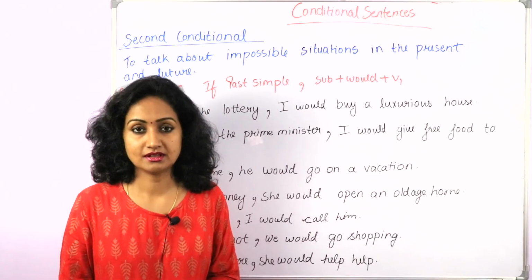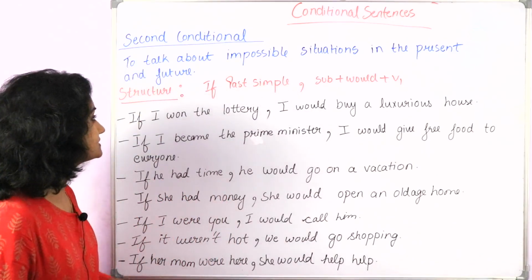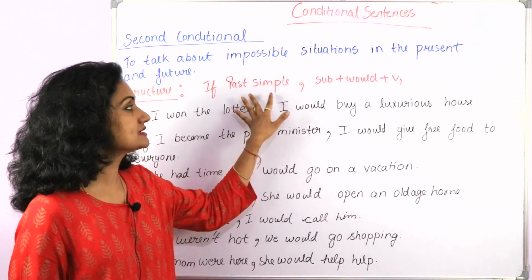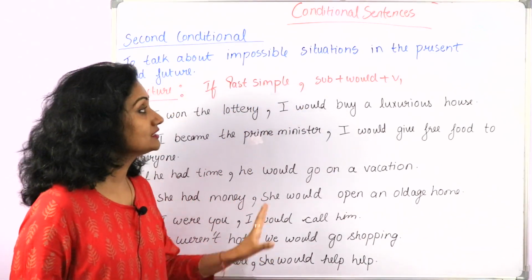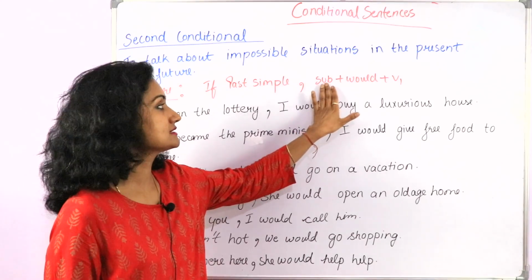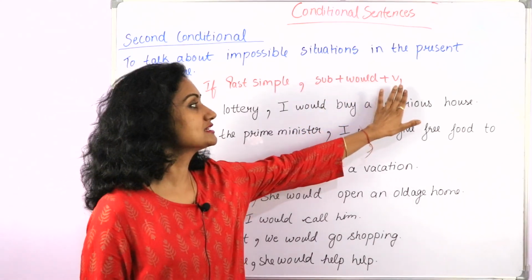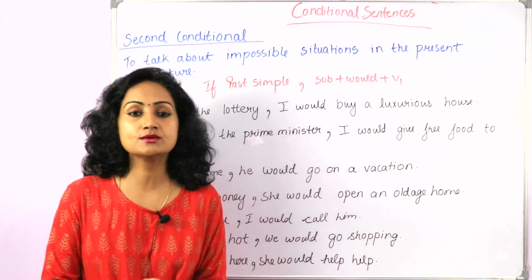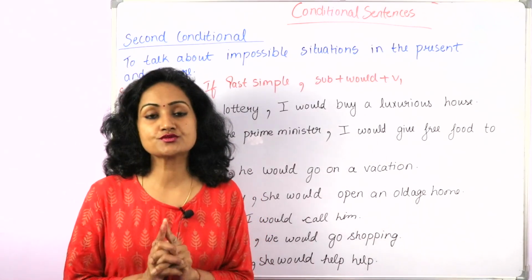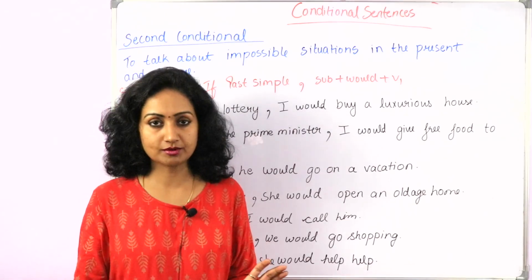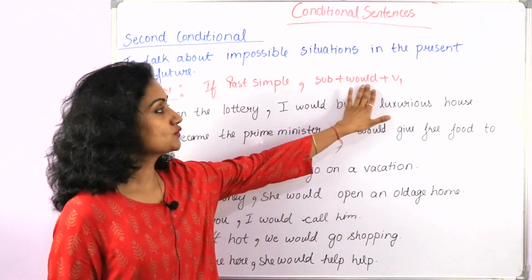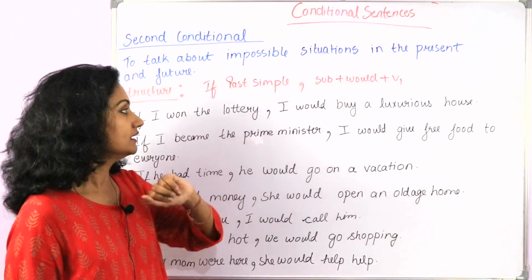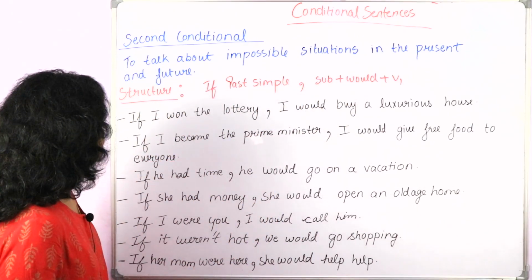That's impossible. Okay, so the structure is: if plus past simple, which is the situation, and then the result is subject plus would plus first form of the verb. Would is a modal verb, and we know very well that we use the first form of the verb with a modal verb. So: subject plus would plus first form of verb. Now let's go through some examples.